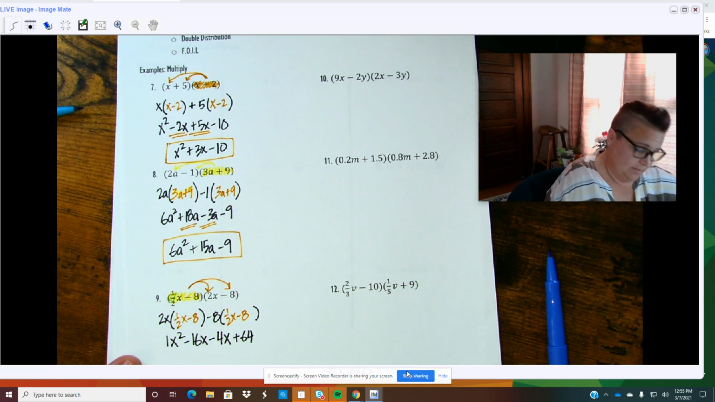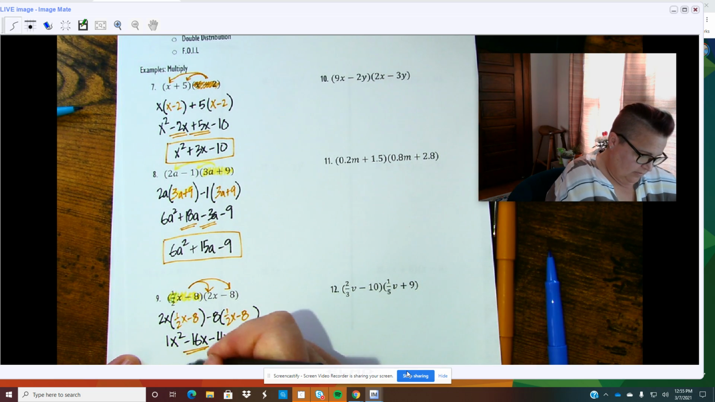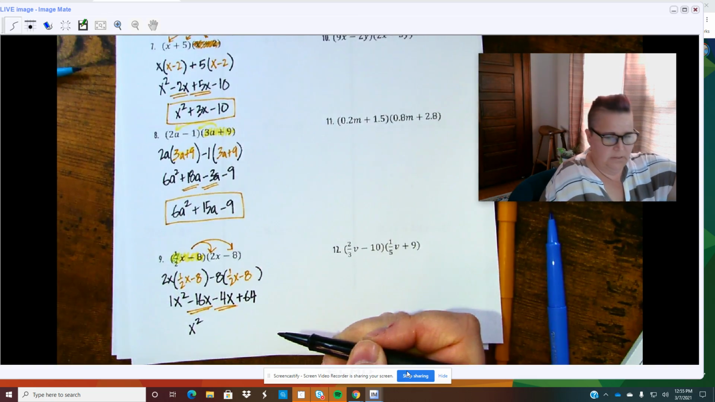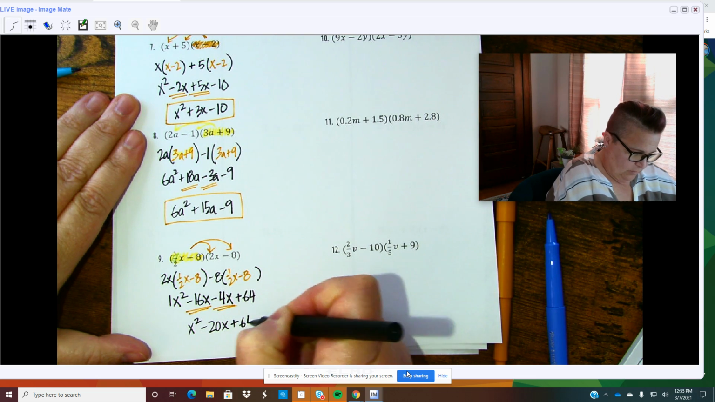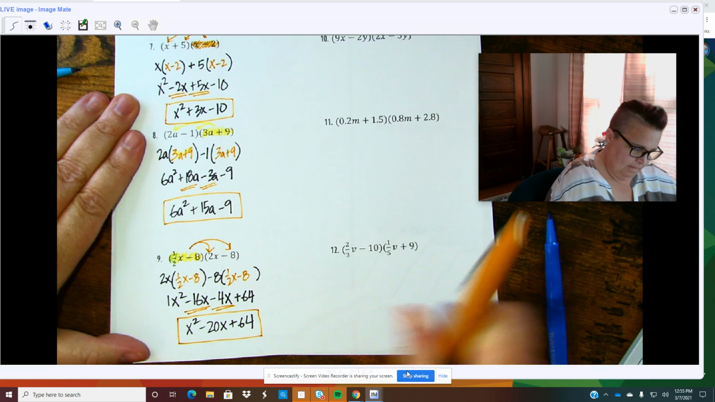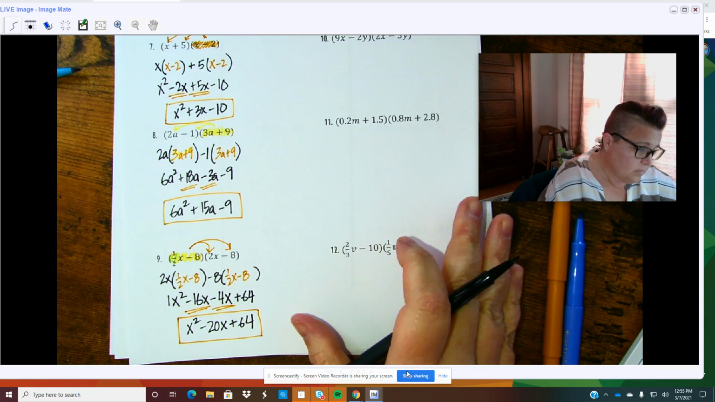I should have some like terms. So this is going to give me x squared minus 20x plus 64. And that's double distribution. Okay, you can do it in either direction. People tend to fall in a pattern. Just find your pattern and stick with it.